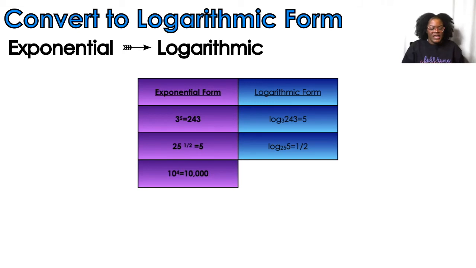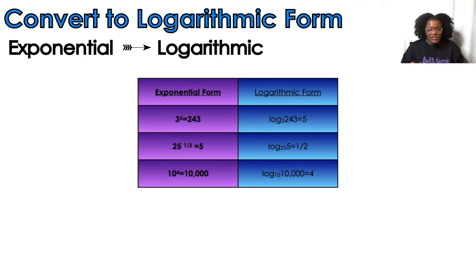Okay, so 10 to the power of 4 equals 10,000. How do I write that in logarithmic form? Loop-de-loop. Exponent is your answer. So log base 10 of 10,000 equals 4. What you're going to learn is anytime something is in base 10, I just call it a log. I don't need to write the little 10 at the bottom, but we'll get there, okay?